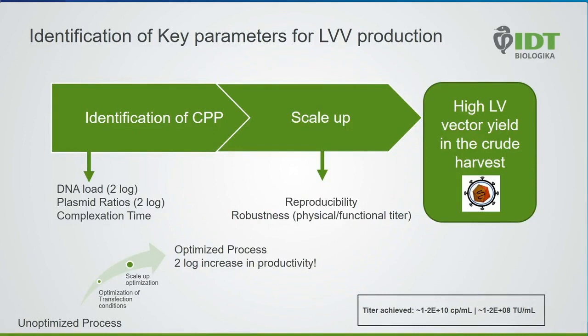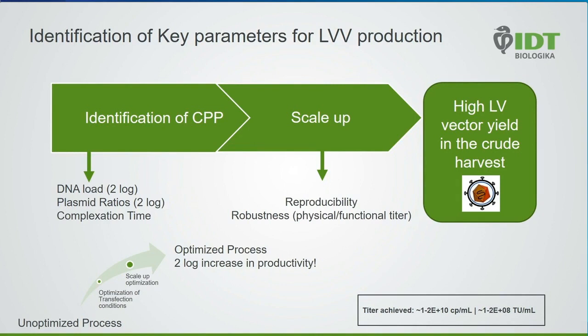And now I'd just like to summarize what we've done here. By doing this kind of optimization, we have identified critical process parameters, which have led us to perform a scale-up with confident reproducibility as well as robustness, which is indicated by a standard and fixed ratio of physical to functional titer. Some of these parameters that we have identified include the DNA load, the plasmid ratios, as well as complexation time, which have served to increase our productivity by about 2 logs.